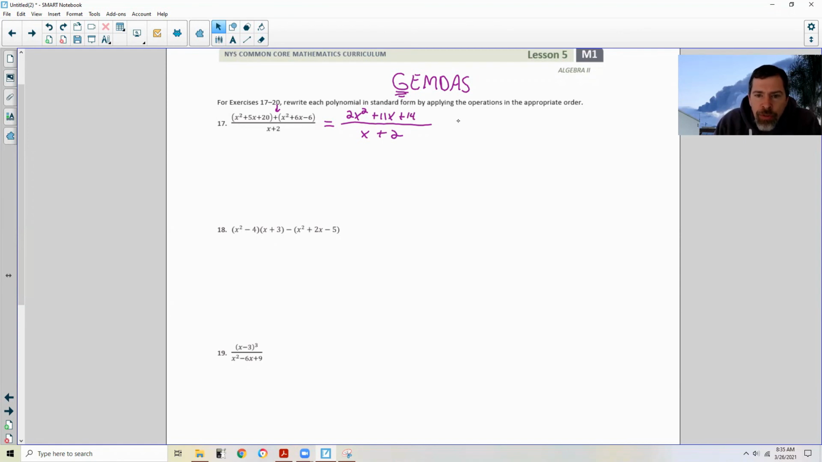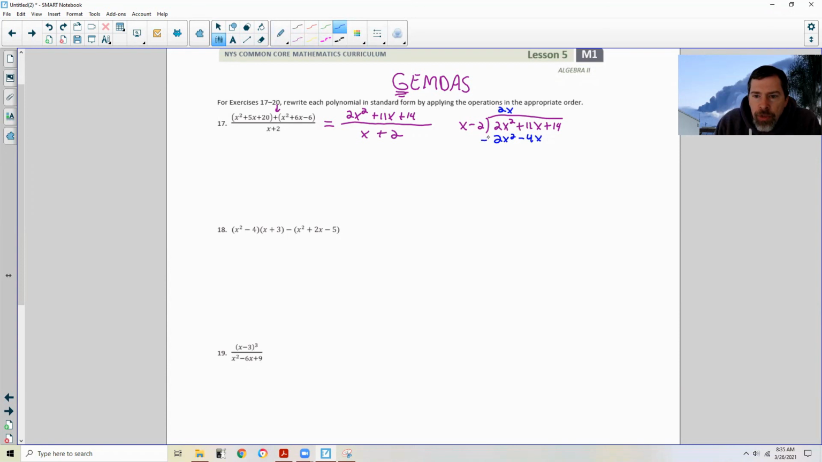So I'm going to take this group and divide it by this group. So in order to do that, we do it this way. X minus 2, 2x squared plus 11x plus 14. And now this is just like what we've been doing on the prior pages. So 2x squared divided by x is 2x. 2x times x, 2x squared. 2 times a negative 2 is negative 4x.